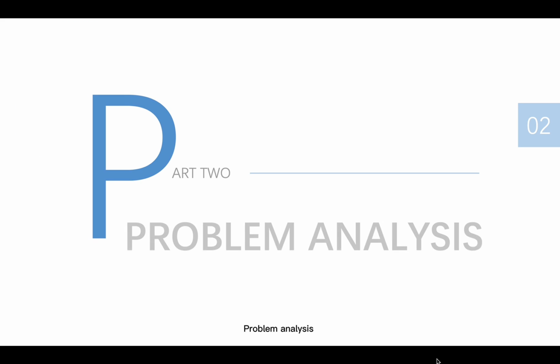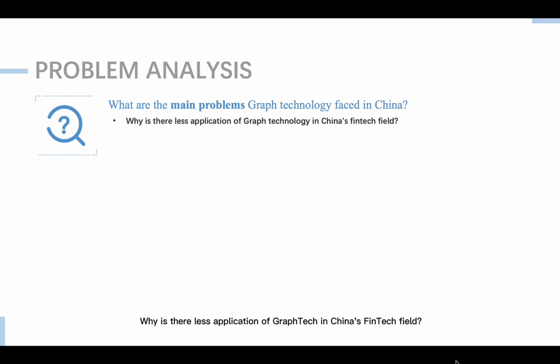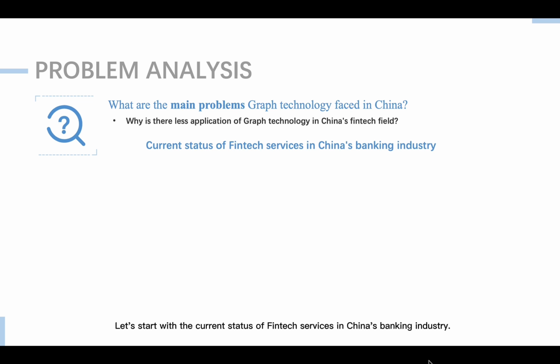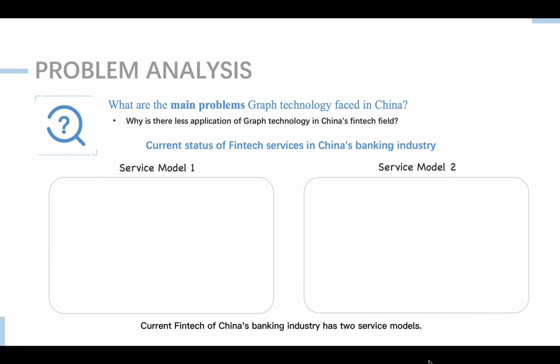Part 2. Problem analysis. For the first question, why is there less application of graph tech in China's fintech field? Let's start with the current status of fintech services in China's banking industry. Current fintech of China's banking industry has 2 services models.